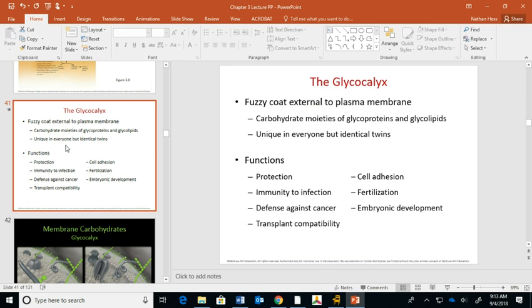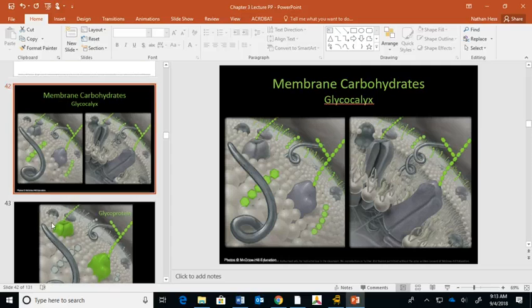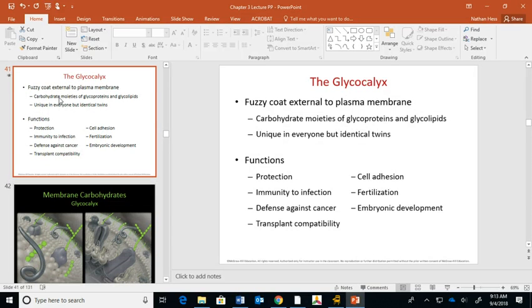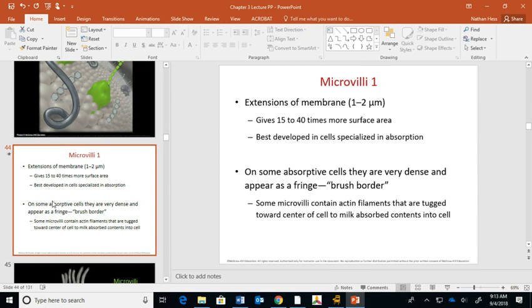You have this thing called the glycocalyx. I did not include this on your study guide, but these are external proteins and carbohydrates on the outside of the cell, and again, they help to identify it. They have a number of different functions listed here about protection and defense. Make sure you check them out. Again, not on your study guide, but worth being aware of.